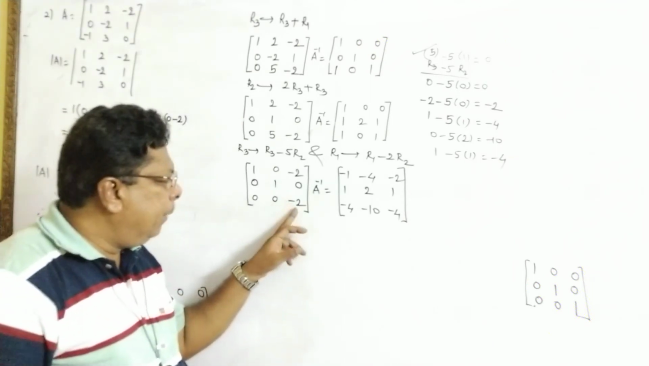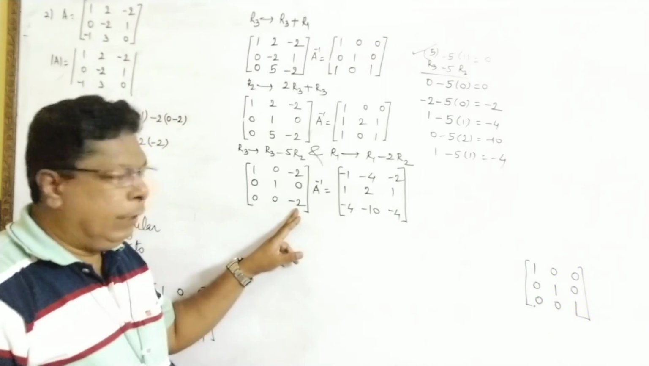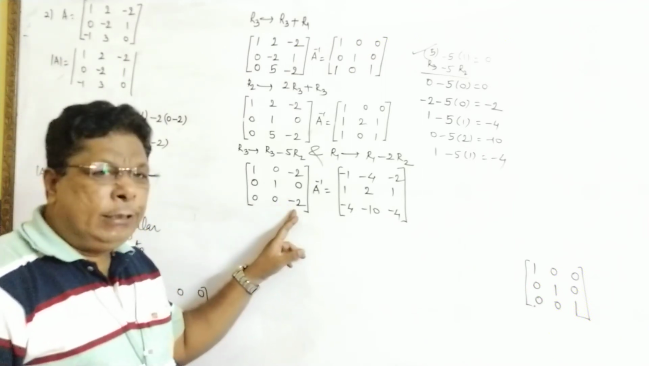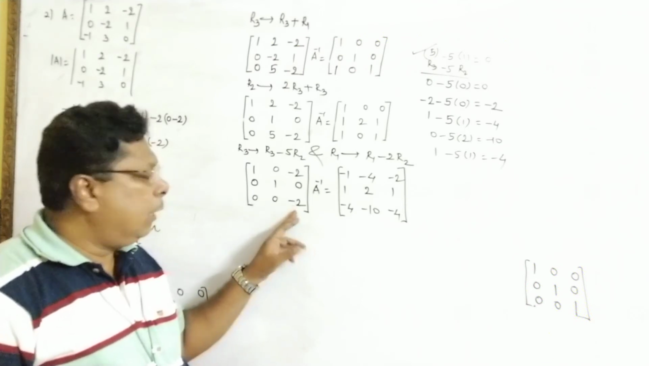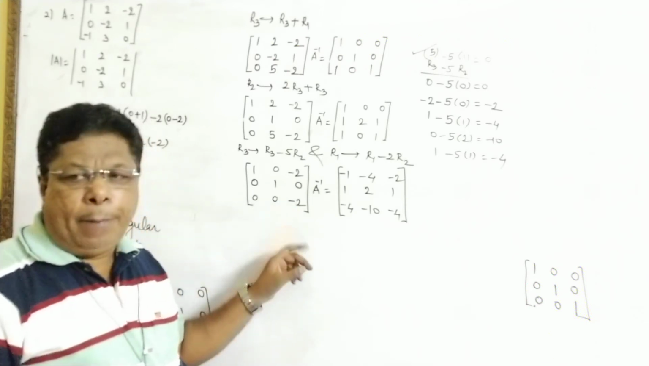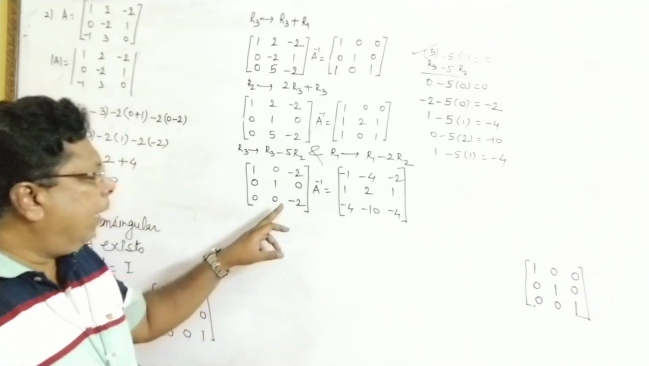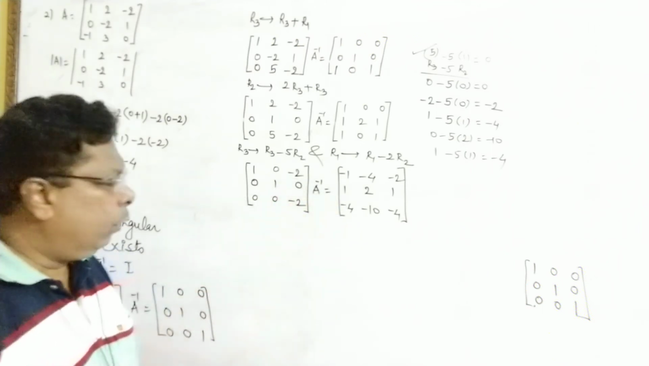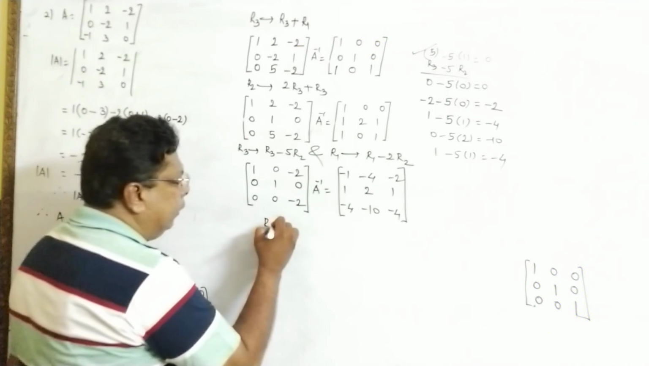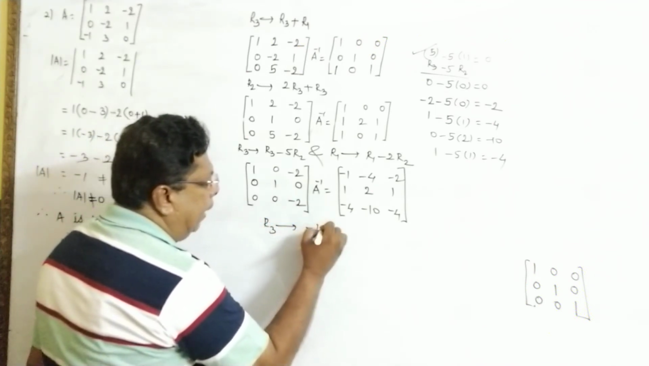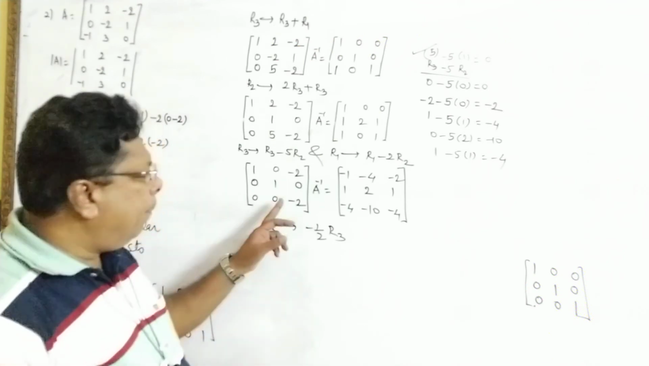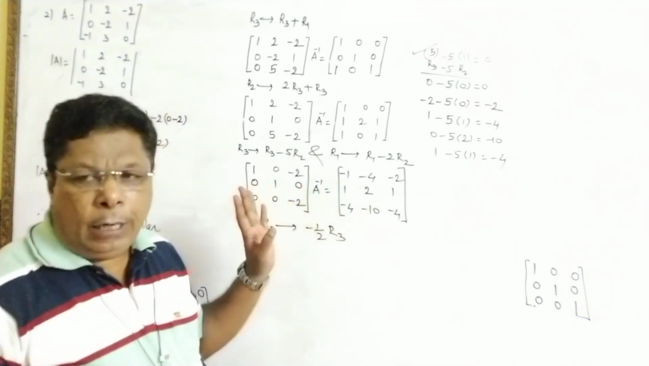Fifth operation, bring 1 in the place of A33. This is the last diagonal element. For the last diagonal element, which has only one operation, divide by that number. Okay, number is minus 2. So divide by minus 2 to the third row. So here R3 implies minus 1 upon 2 R3. It means divide by minus 2 to the third row.